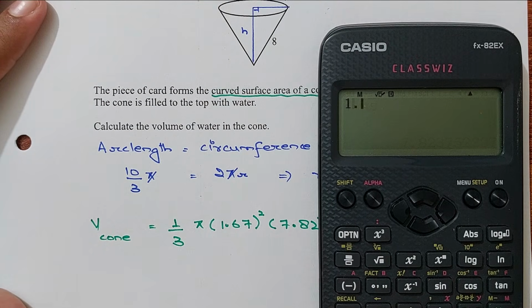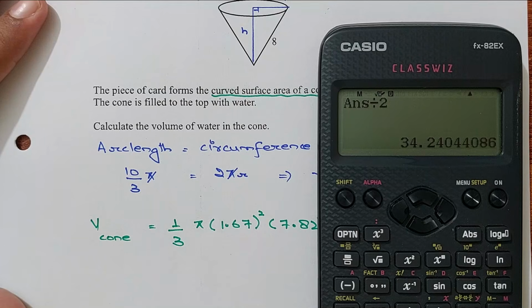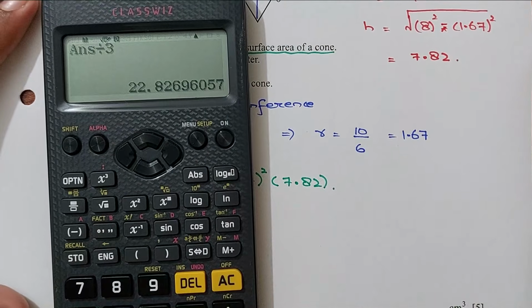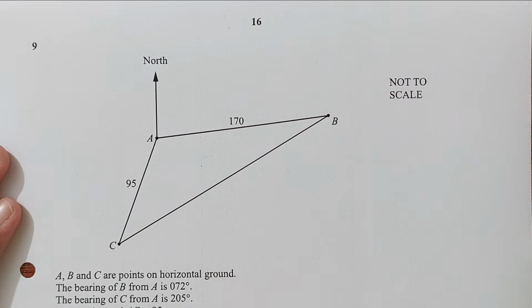Let me simplify. 1.67 square times 7.82 times the pi value divided by 3, which is, no, we have to use pi as 3.14. 1.67 times 1.67 times 7.82 times 3.14 divided by 2. Sorry, divided by 3, multiplying by 2 and then divided by 3. 22.8. 22.8 centimeter cube.